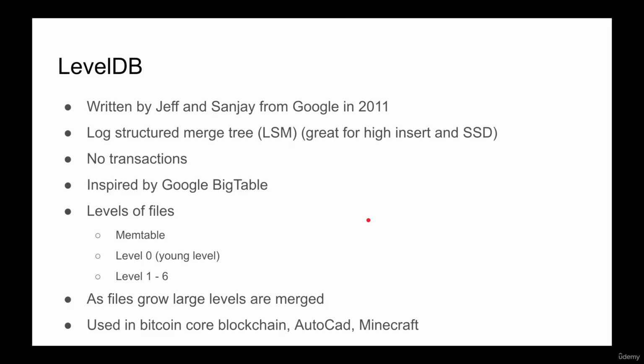Meet LevelDB. Google came in. They said, well, you know what? We don't like this B-tree goofy stuff. We want something cooler, okay? So LevelDB was written by Jeff and Sanjay from Google in 2011. Brilliant guys. When they built this database, they had one goal in mind: they wanted to build a database engine that is so fast on inserts. And guess what? Why do we say so fast? Are you saying B-trees are slow on inserts, Hussein?